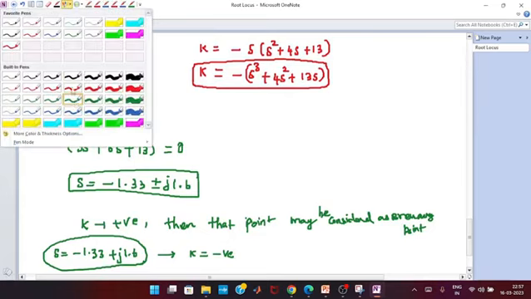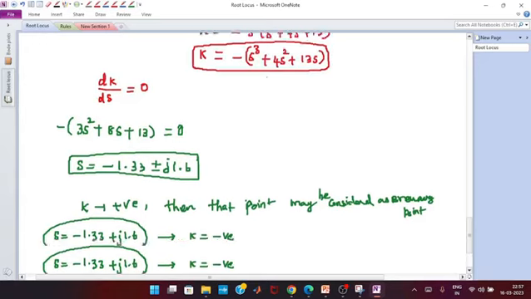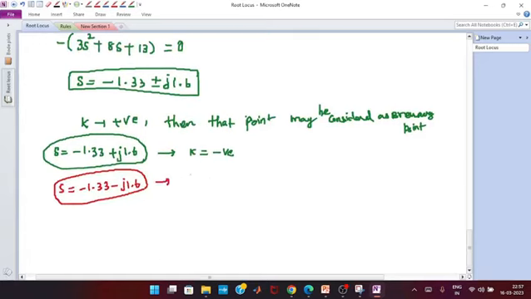Similarly, not only that point, we have one more point, that is s = -1.33 - j1.6. Even if you substitute that point over this k equation, again you will be getting k negative, right? So for both values, k is not positive and it is not a real number. That means the value of k does not exist, so these points are not actual breakaway points, right?